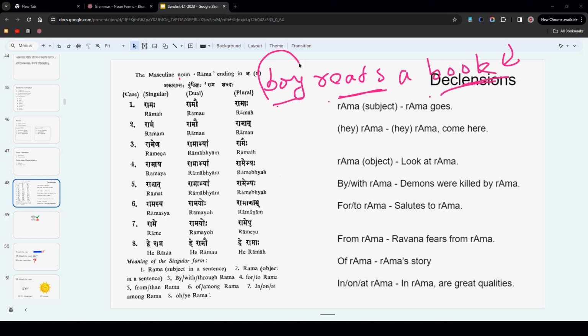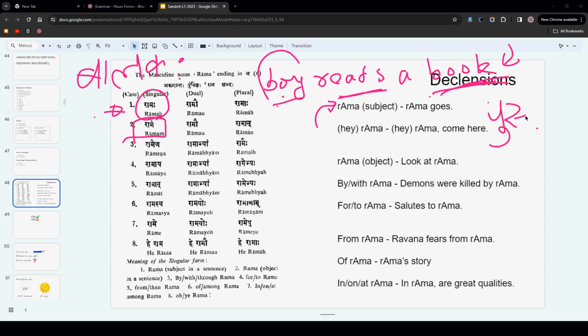In this case, the boy is the subject, which we saw in the previous example. So if it is a subject, then we use the Prathama Vibhakti. For the boy, we have balaka, so balakaha. This form we use. And the action is happening on the book, which is the object. In that case, we use the second vibhakti, or Dvitiya Vibhakti. For the book, the word is pustaka.